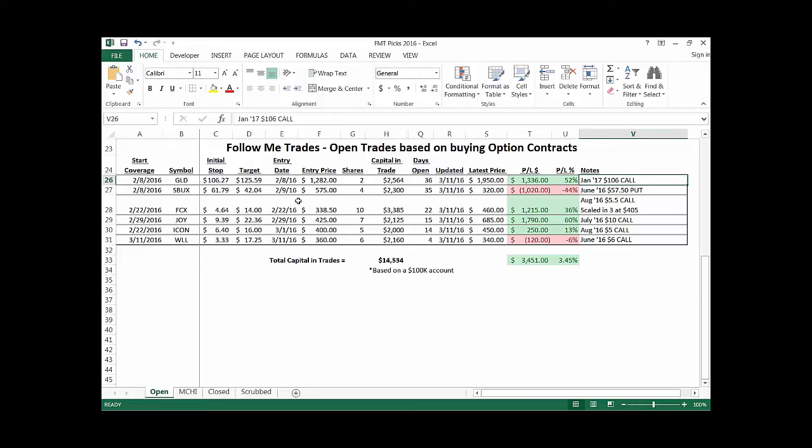We're in FCX, a mining company. Been in it 22 days, 36% profit, liking that. Joy is a coal mining company. We're in it 15 days, just over 2 weeks, 60% profit. Icon is a retail branding company. We're in them 2 weeks, 13%. And we just got into WLL last Friday. So we're just getting this trade started.